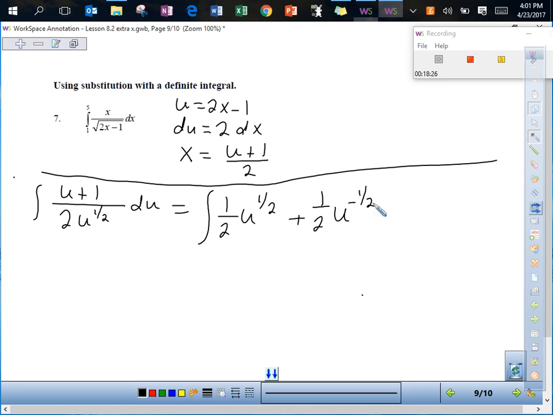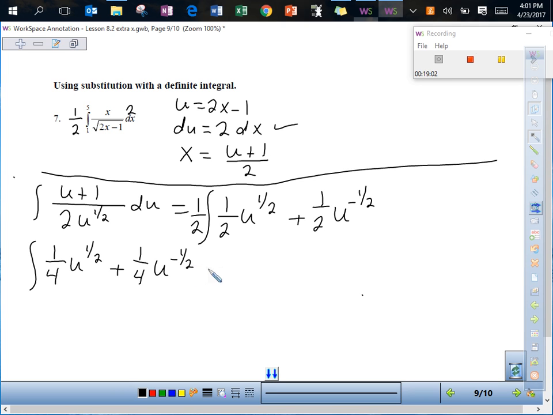And I almost forgot this. Notice this 2 dx up here. I needed a 2 there, and I needed a 1/2 there. So technically there's a 1/2 out here. I almost overlooked that. So what I'm going to find the antiderivative of here in just a heartbeat is going to be 1/4 u to the 1/2 plus 1/4 u to the negative 1/2.